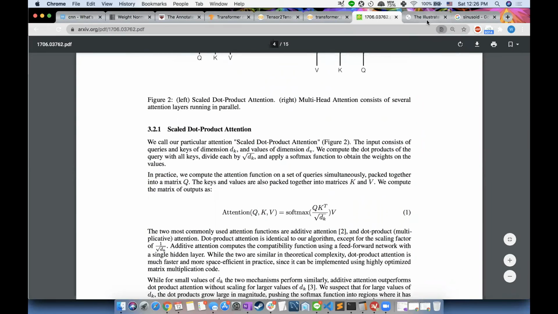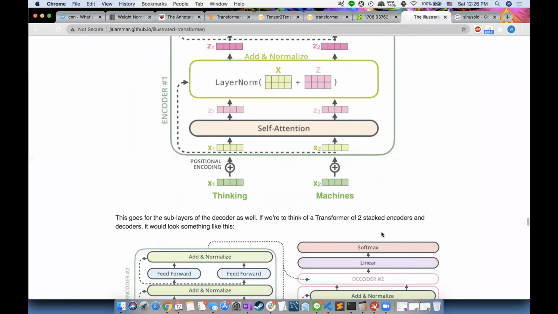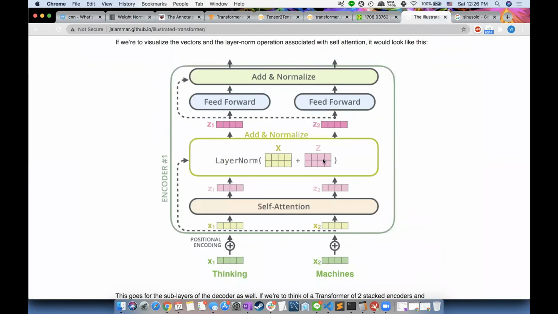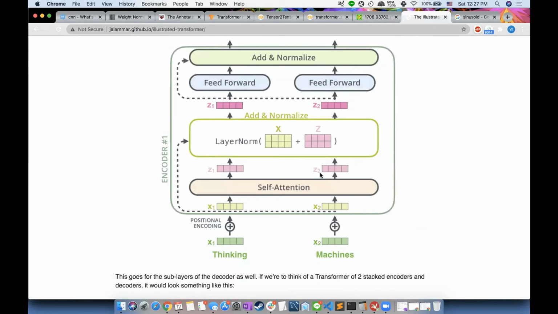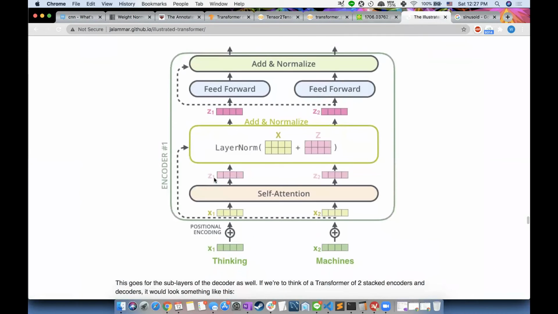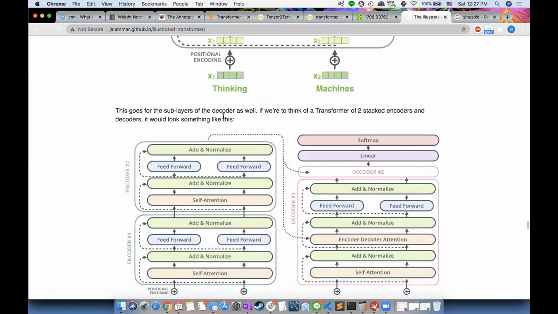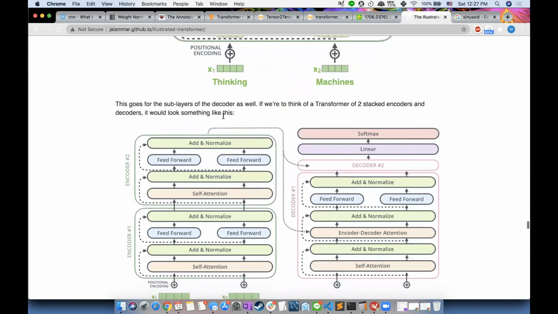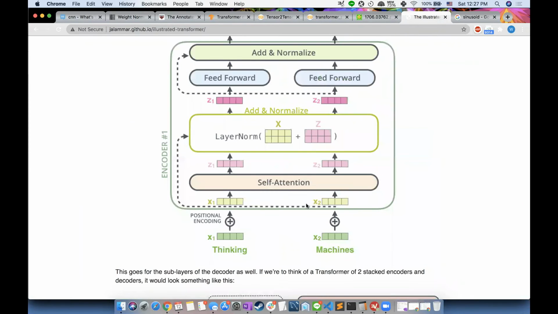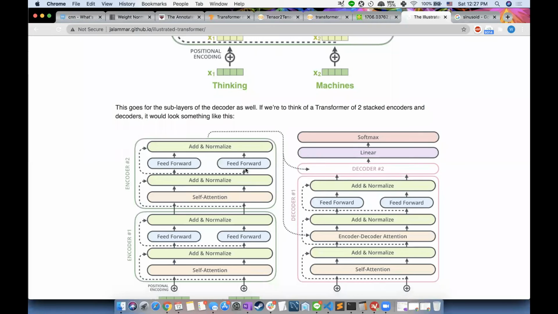No, okay. But that's what it is. Okay, this is kind of the full picture of one encoder layer. Just one encoder layer. It's already somewhat complex, but we have 6, right? In the paper we have 6 of these. Each goes through each other. This goes for the sublayers of the decoder as well.